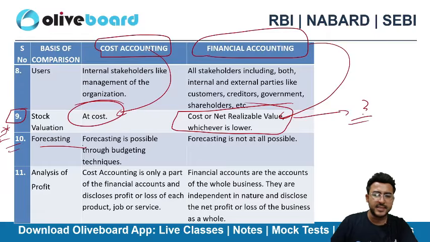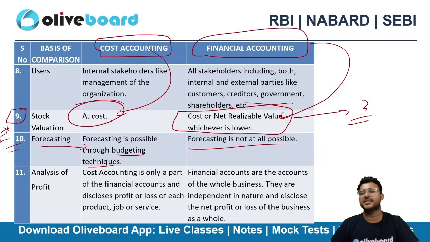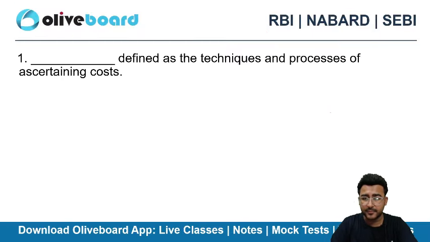Forecasting. Here forecasting is possible. Why? Because of the budgeting technique. In financial accounting, no forecasting is possible at all, right? Are there any set standards? Yes, they both do have set standards. In costing, we follow cost accounting standards. In financial accounting, we follow accounting standards and Indian accounting standards, right?